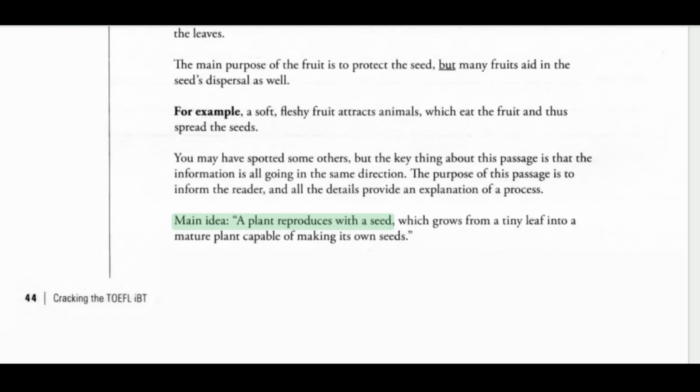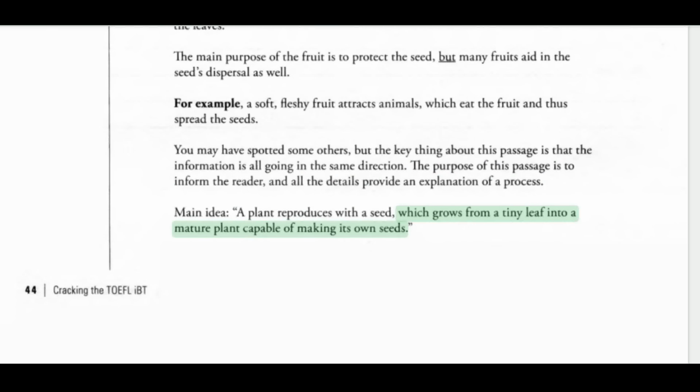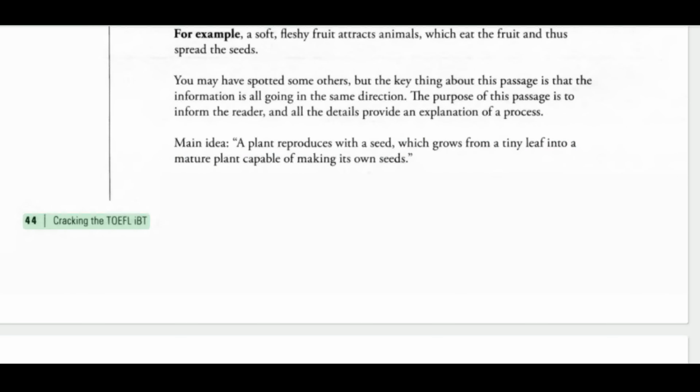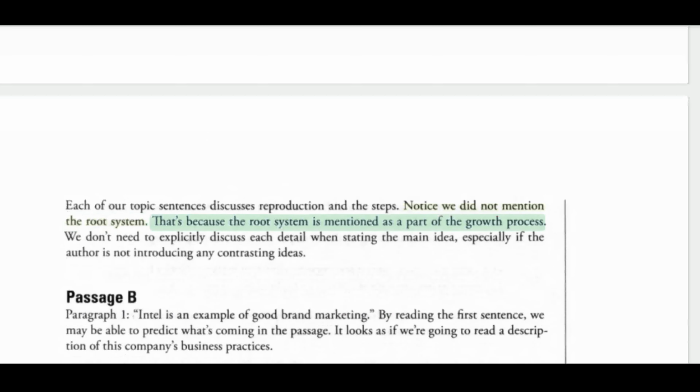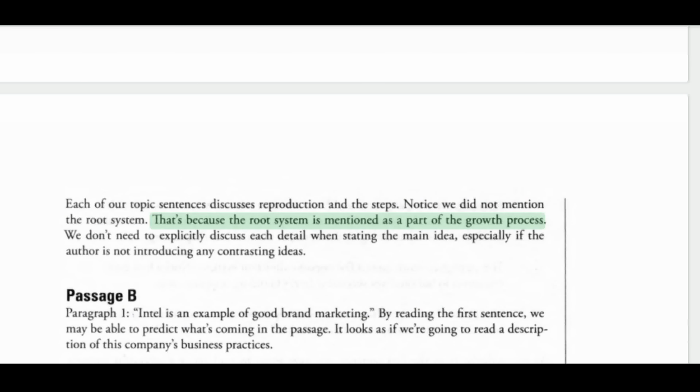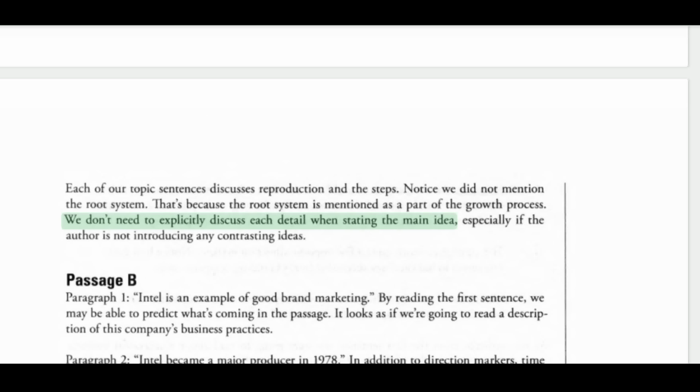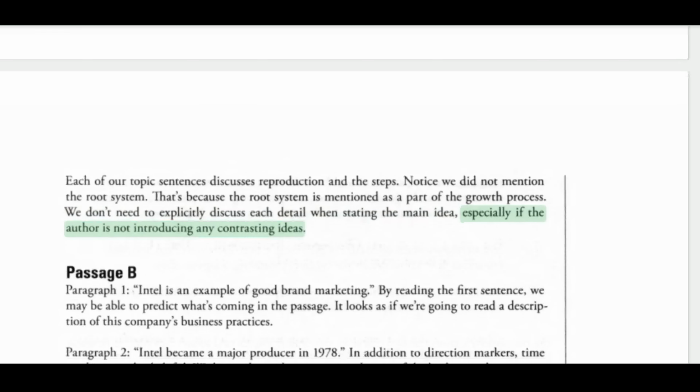A plant reproduces with a seed, which grows from a tiny leaf into a mature plant capable of making its own seeds. Each of our topic sentences discusses reproduction and the steps. Notice we did not mention the root system. That's because the root system is mentioned as a part of the growth process. We don't need to explicitly discuss each detail when stating the main idea, especially if the author is not introducing any contrasting ideas.